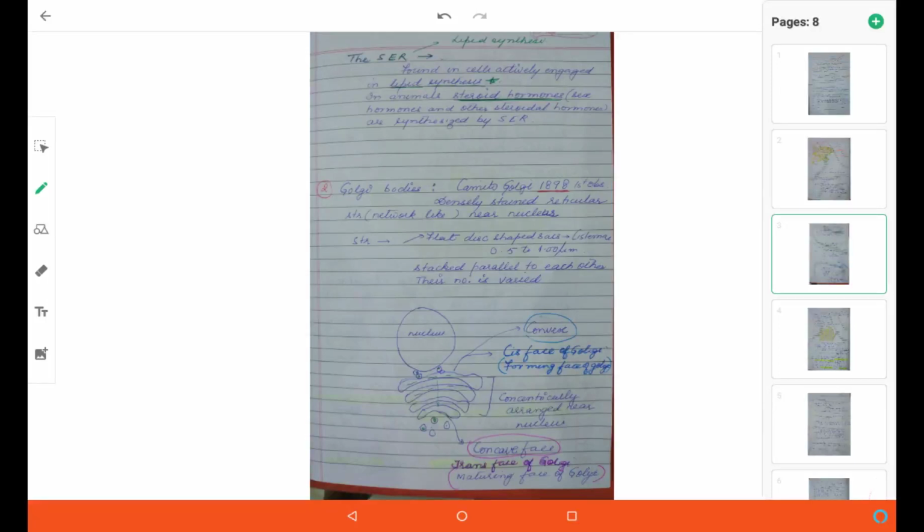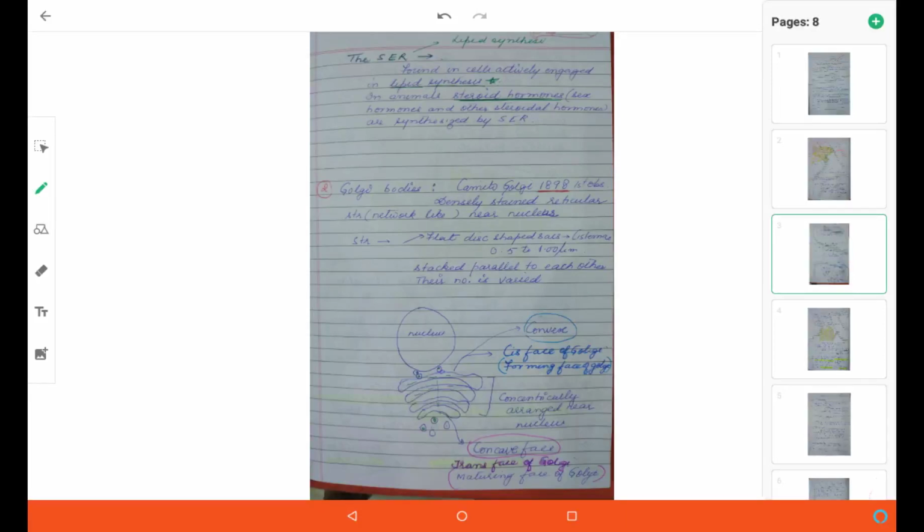The second prominent organelle of the endomembrane system is Golgi bodies. It was discovered long ago in 1898 by Camillo Golgi, and it was a densely stained reticular network-like structure near the nucleus. It has flattened sacs called cisternae arranged parallel to each other, and their number is varied.